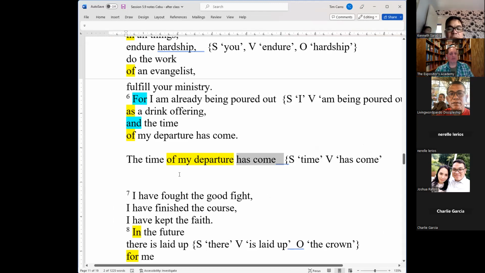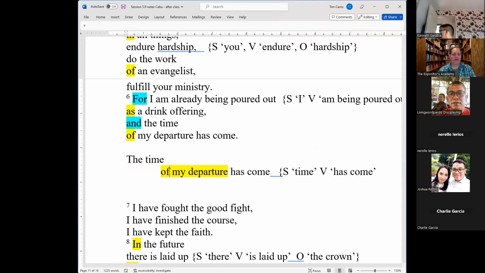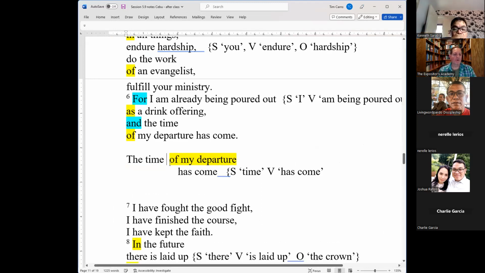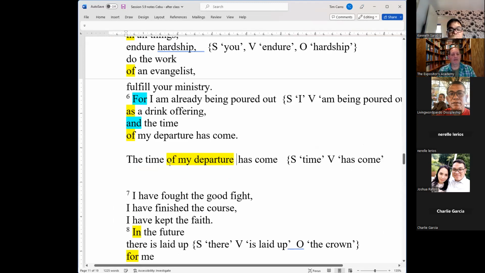So that's the same thing here. So why does he do that? Because "of my departure" modifies time. Which time? The time of my departure has come. So he wanted to put "of my departure" right after "time" to make sure we understand that.